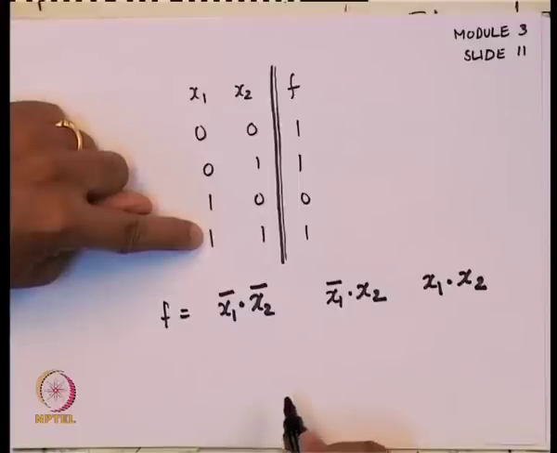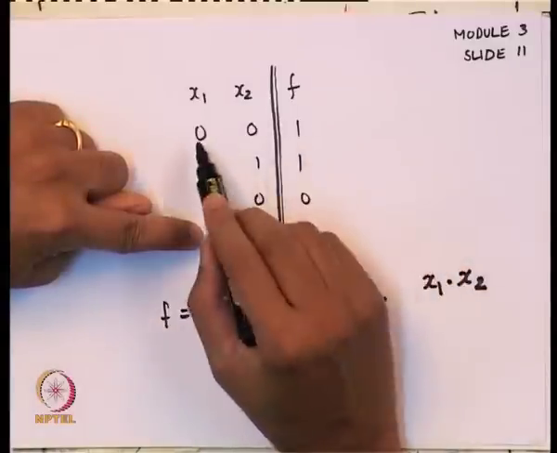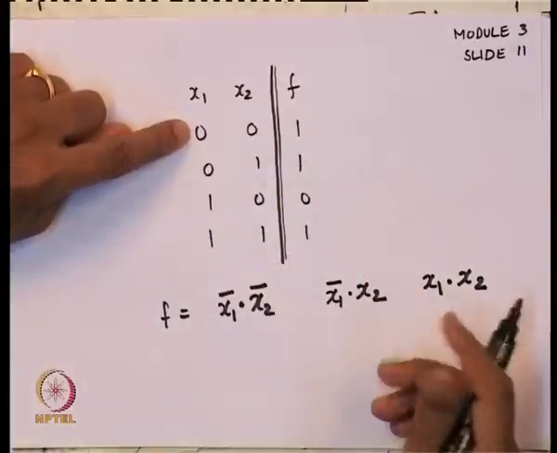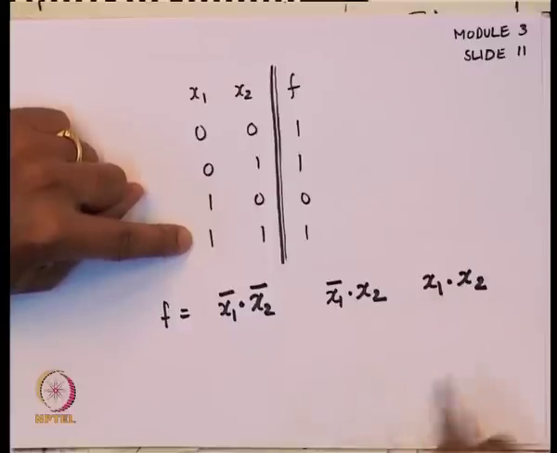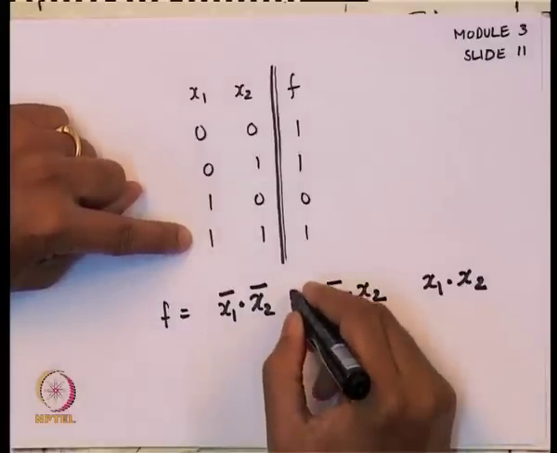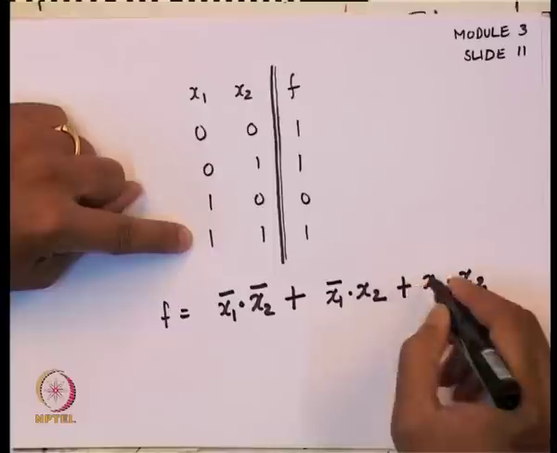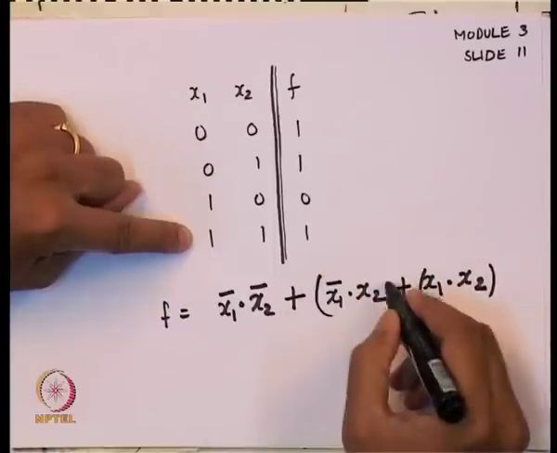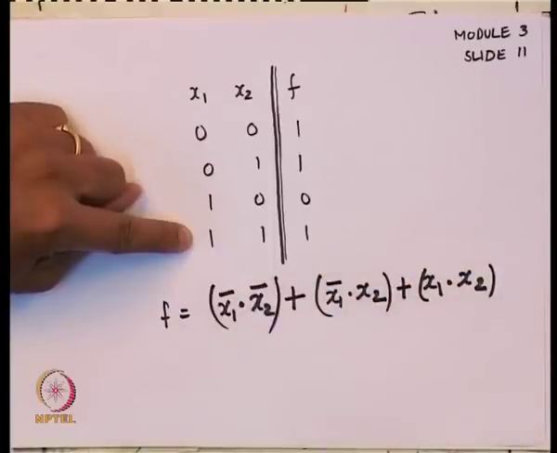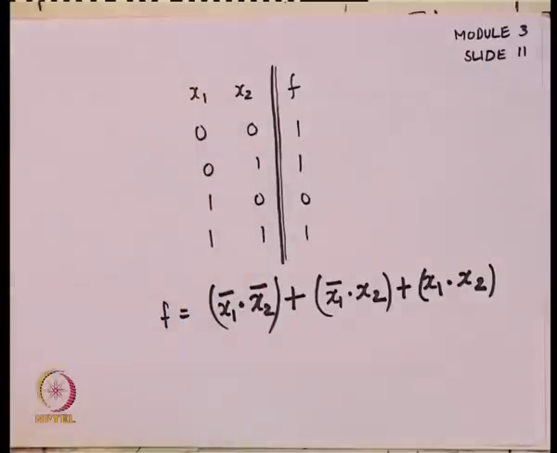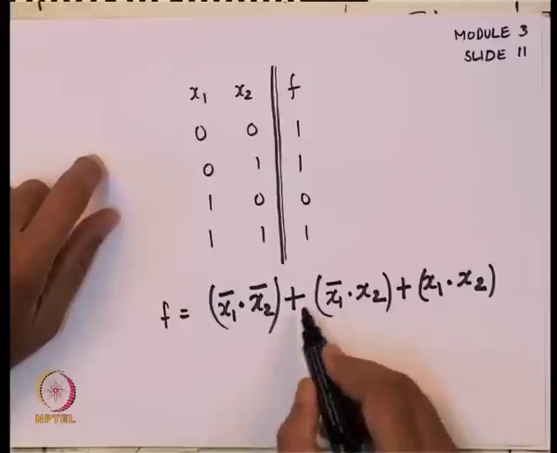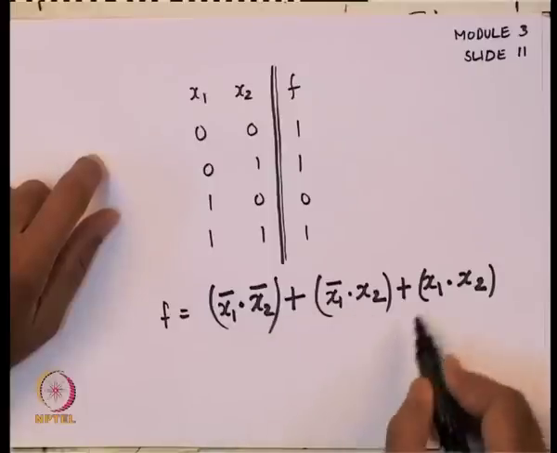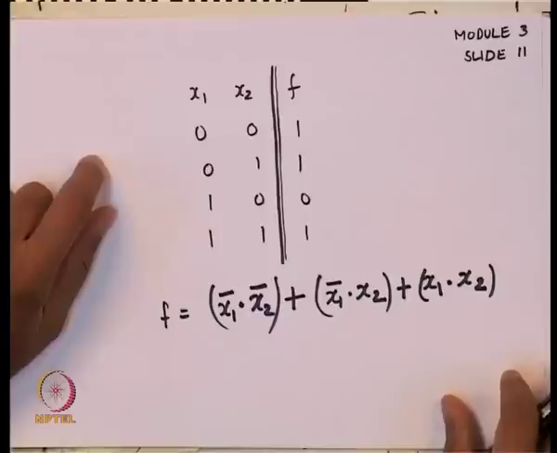We know that if this input is given, or if this input is given, or if this input is given, the output must be 1. So, we stick a plus in between these terms. That is the Boolean expression that we need. The Boolean expression for f is x1 bar and x2 bar, or x1 bar and x2, or x1 x2.